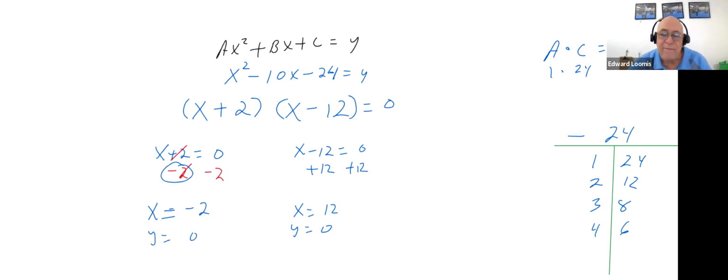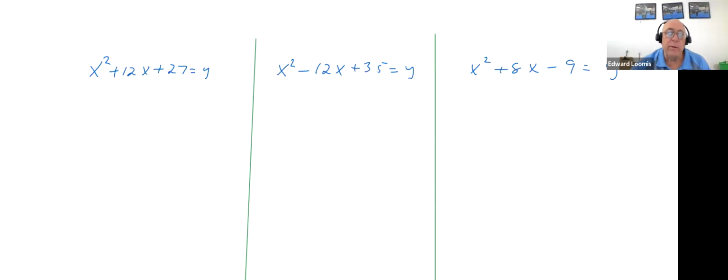Okay, I'm going to have you guys do actually 3 problems. So hang on just a second. Okay, these are the 3 problems I want you to work on. You can pause the recording and work on them, but the problems are x squared plus 12x plus 27 equals y, x squared minus 12x plus 35 equals y, and x squared plus 8x minus 9 equals y. Pause the recording, work on all 3. I want you to find the value of the 2 x's. Then we'll work on these individually, walk straight through it together.